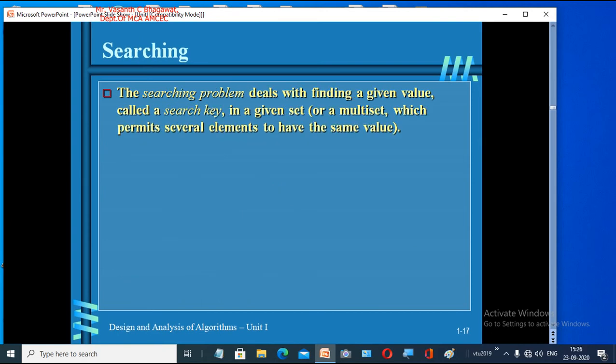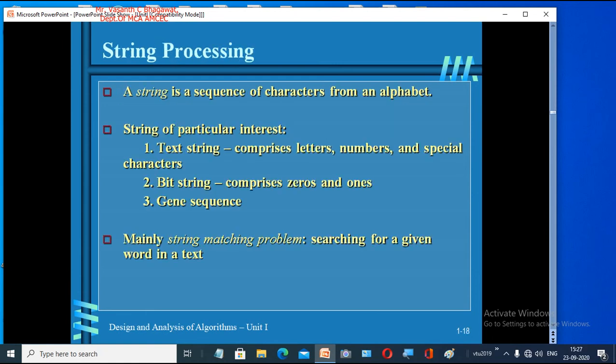Now similarly, searching. The searching problem, as you know, deals with finding a given value, or what we call searching for one particular key. You have some set of numbers or items, and in those items you want to search for one particular item or key. We call that a searching problem. You can see that a lot of applications can be given for searching problems also.